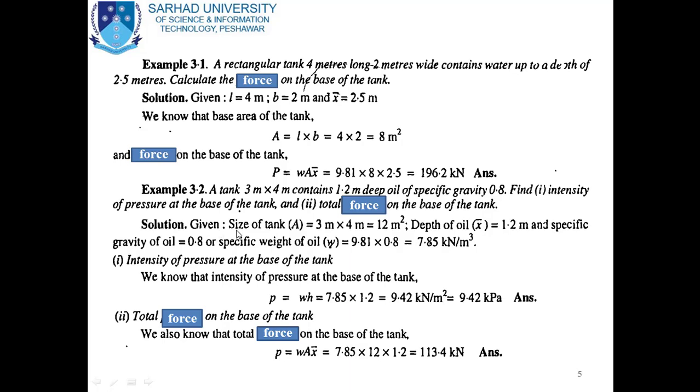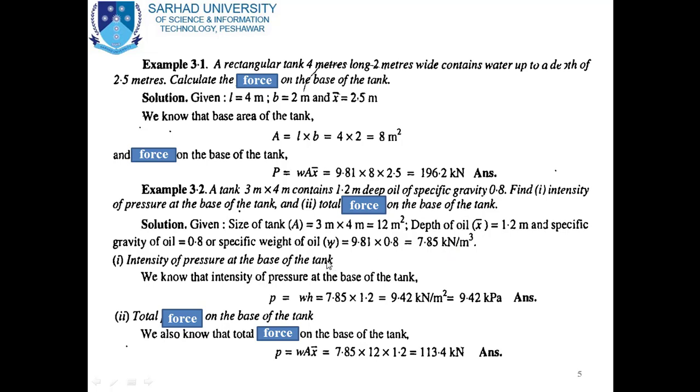and specific weight of oil is equal to 9.81 multiplied by 0.8. By multiplying the specific gravity with the unit weight of water, we will get the specific weight of oil, which is equal to 7.85 kilonewton per cubic meter. Now first of all, we will find the intensity of pressure at the base of the tank.